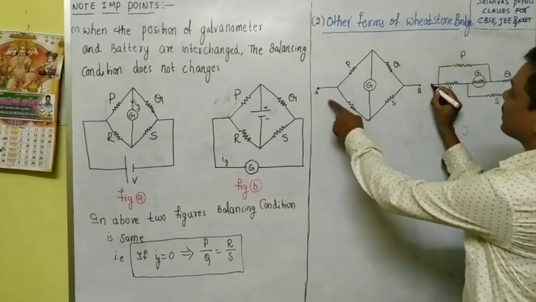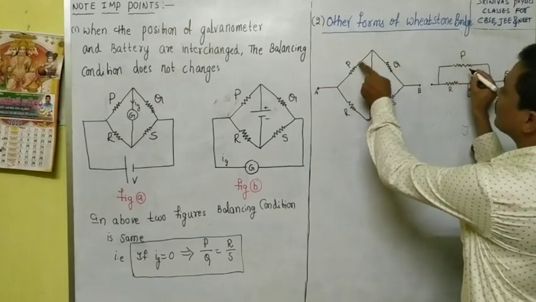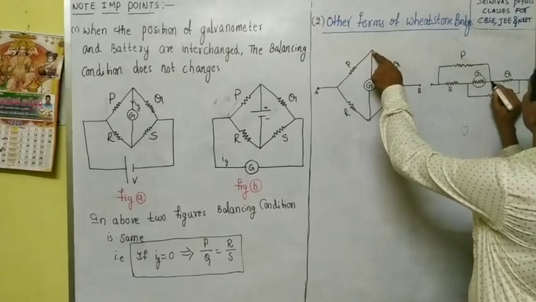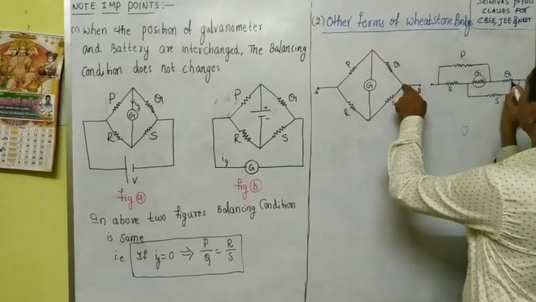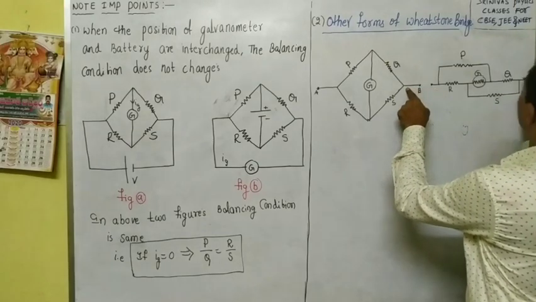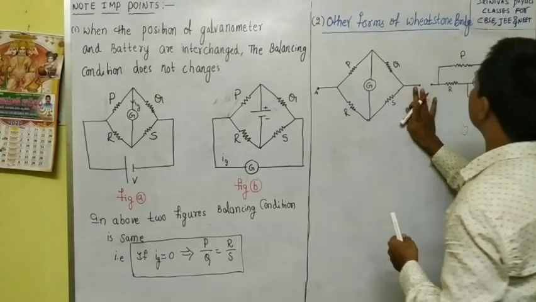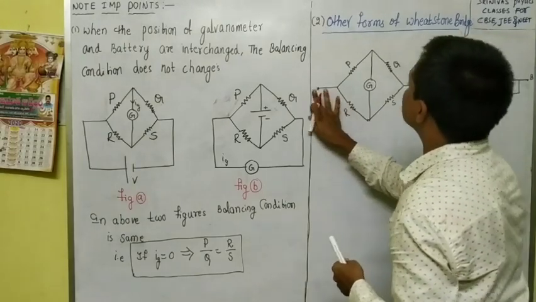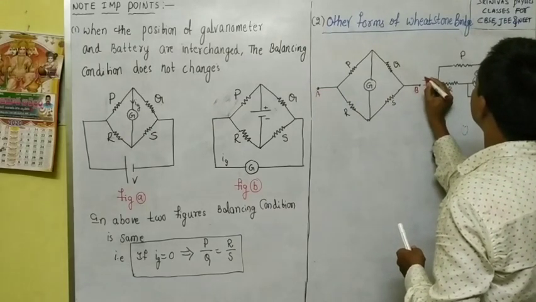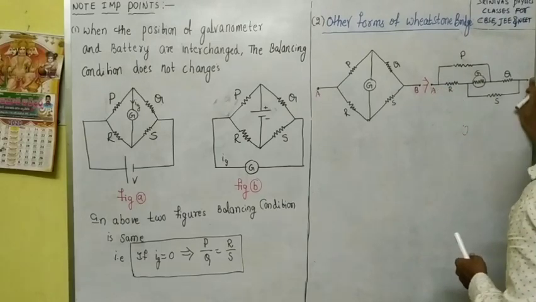Now you start from A and it goes to P, then the P end is connected to Q. Here, look, Q is connected. The Q end goes to B. This point is B and this point is A, and the two are equal.